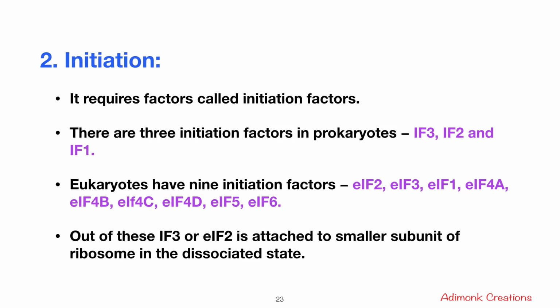So the second step in the mechanism of protein synthesis is the initiation. It requires factors called initiation factors. There are three initiation factors in prokaryotes, namely IF3, IF2 and IF1, whereas in the eukaryotes they have 9 initiation factors: eIF2, eIF3, eIF1, eIF4A, 4B, 4C, 4D, eIF5, eIF6. So these are the 9 initiation factors in the eukaryotes. Out of these, initiation factor 3 or the eIF3 in the eukaryotes is attached to the smaller subunit of ribosome in the dissociated state.